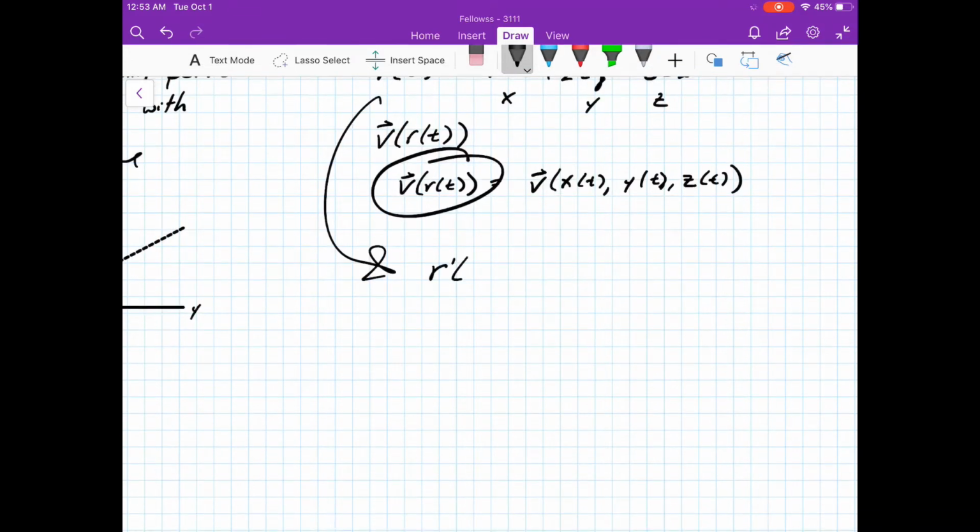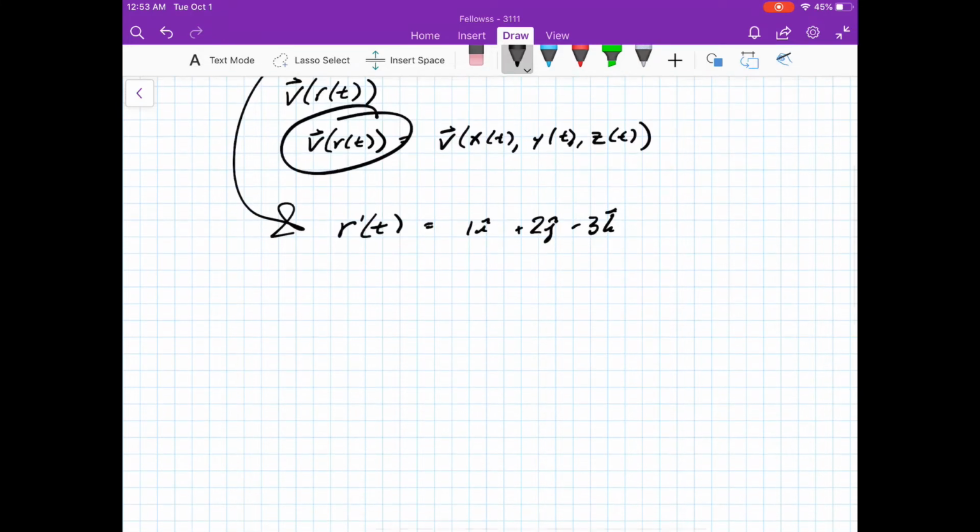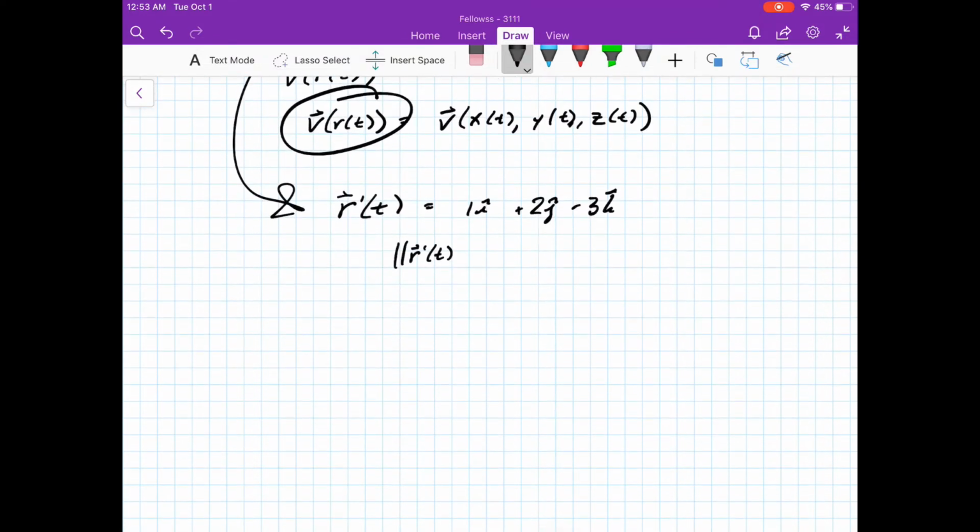We'll say r prime of t, right? Differentiating. We'll say r prime of t is equal to, and this is pretty simple, just taking the derivative with respect to t, 1 i hat plus 2 j hat minus 3 k hat. All right, and then we'll normalize. We know that the norm of r prime of t, and I better be good about my vector notation, is the square root of 1 squared plus 2 squared plus 3 squared. That is 1 plus 4 plus 9. That is the square root of 13. And we'll leave it at that for now.